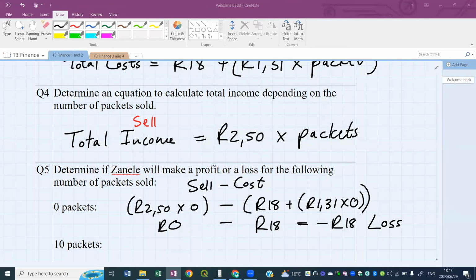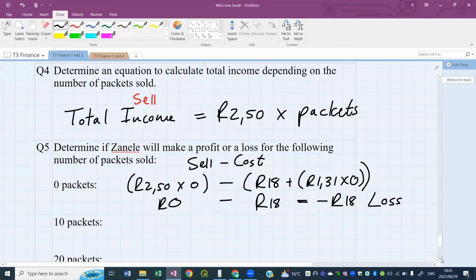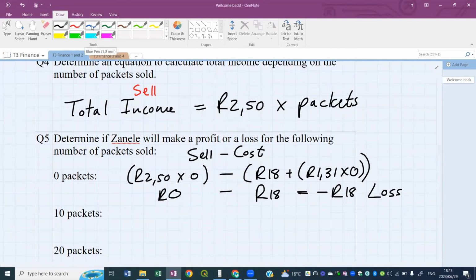Okay, now you see how I did that one there? I used the income, the selling one, which was this one here, minus the cost, which is this one over here. The two equations, and I put them into the profit formula.